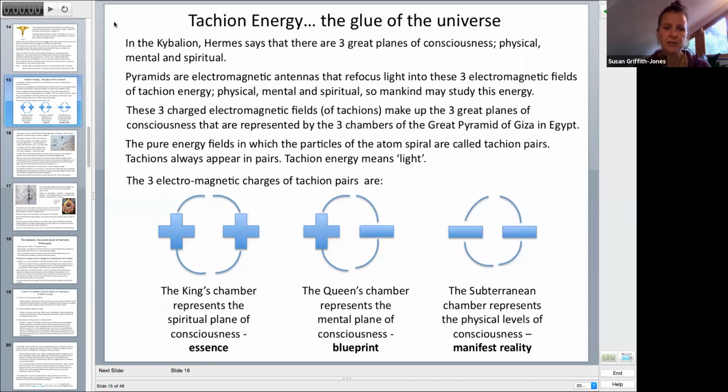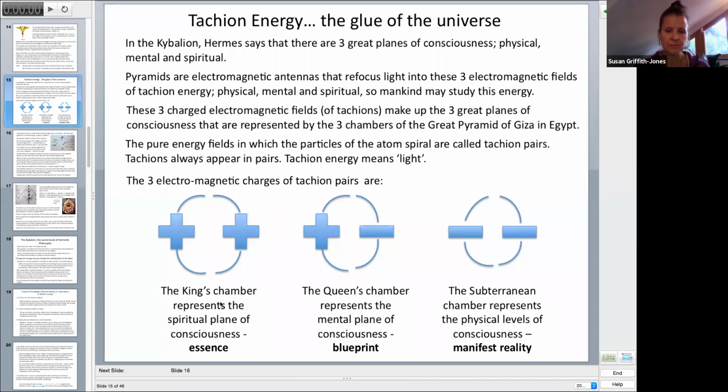The pure energy fields in which the particles of the atom spiral are called tachyon pairs. Tachyons always appear in pairs, and tachyon energy basically means light. So the three electromagnetic charges of tachyon pairs are here, as you can see: positive, positive, positive, negative. That can also be negative, positive, one way or the other way, and negative, negative.